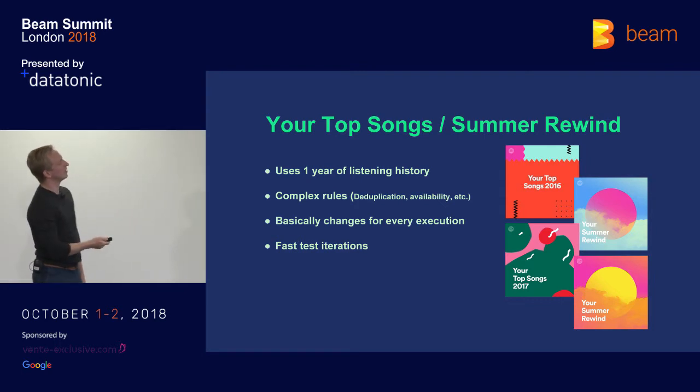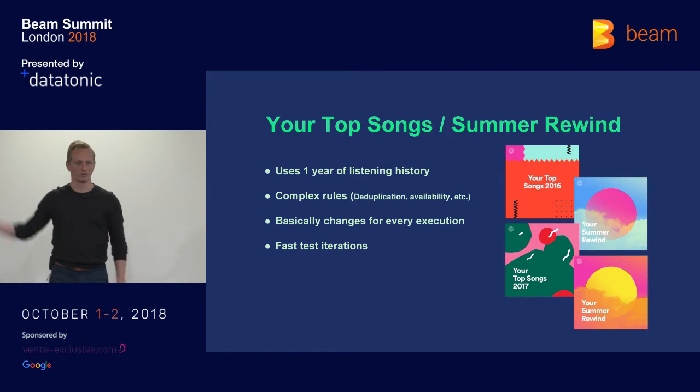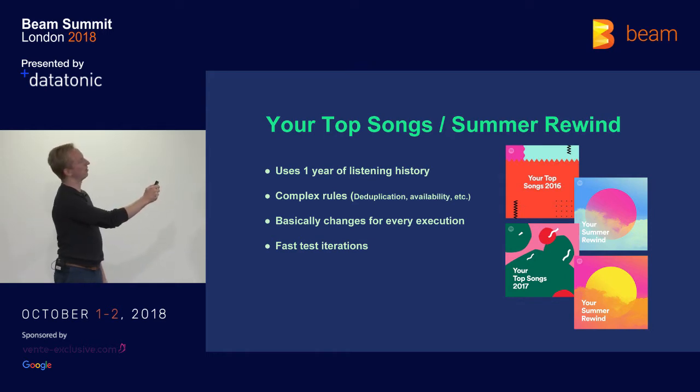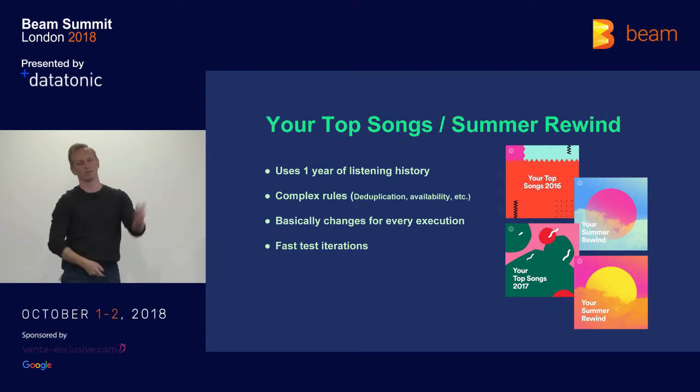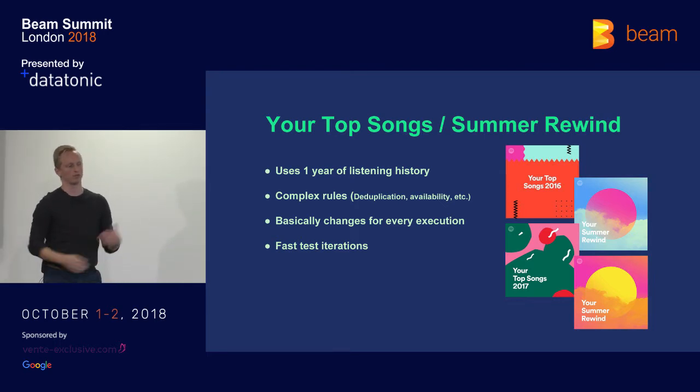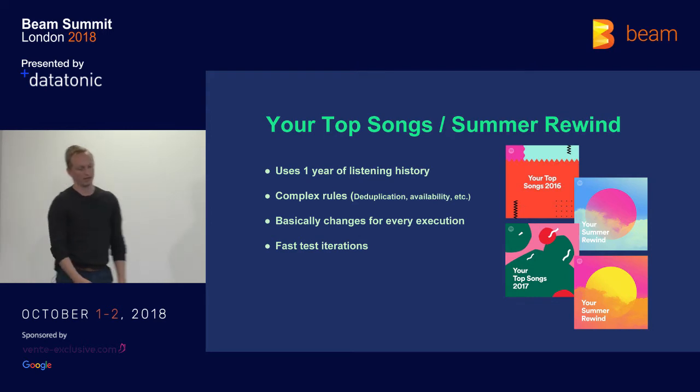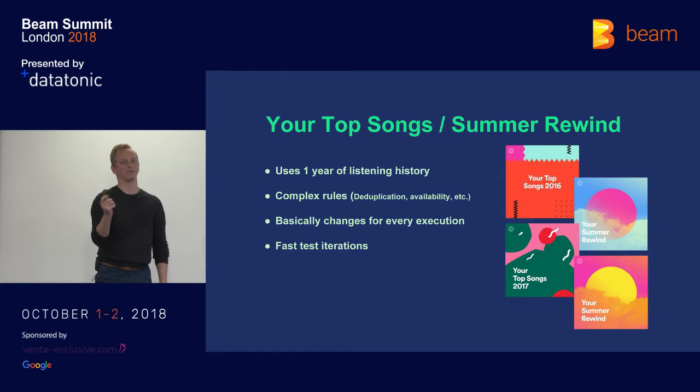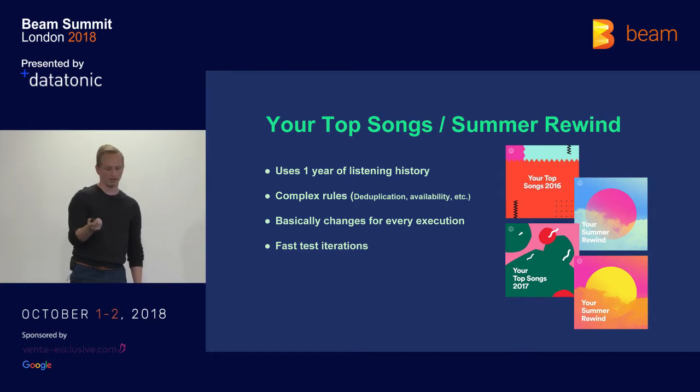So that one is interesting because if you want to do that, you have to go through 1 year of history. And at Spotify, that's a lot of data, actually, quite a lot. And then you have to join that with the info about the songs, who's playing the songs, because you only have an ID when you're publishing the event. And it has pretty complex rules, like you don't want the same song twice, because there's the live version and the studio version. And you want to make sure that the song is actually available in the country where you are. There's a bunch of different rules like that.